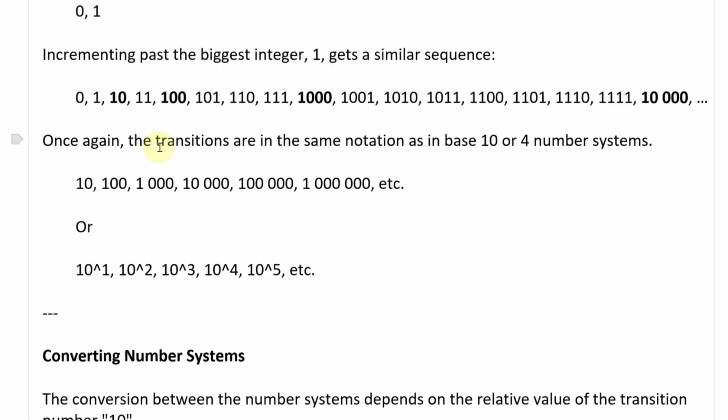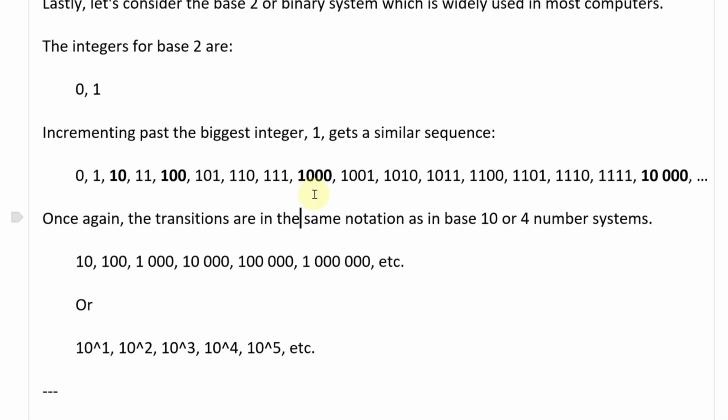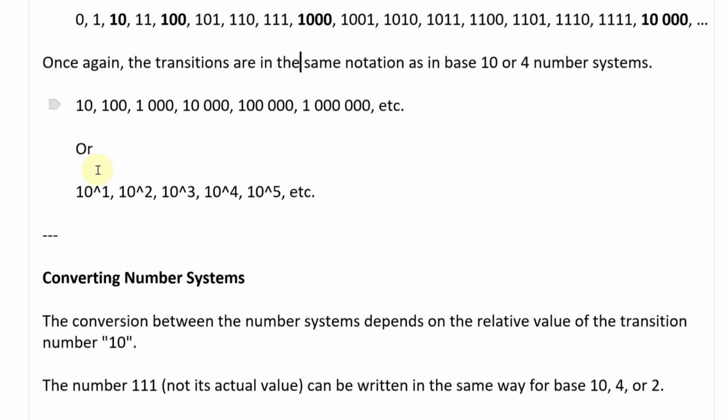So anyways, once again, the transitions are in the same notation as in base 10 or base 4 number systems. And that's, again, 10, 100, 1,000, 10,000, 100,000, etc., 1 million, where, again, in base 2, or binary, this does not mean 1 million in base 10 or base 4. Or you can write it as 10 to the power of 1, 10 to the power of 2, 10 to the power of 3, 10 to the power of 4, 10 to the power of 5, etc.